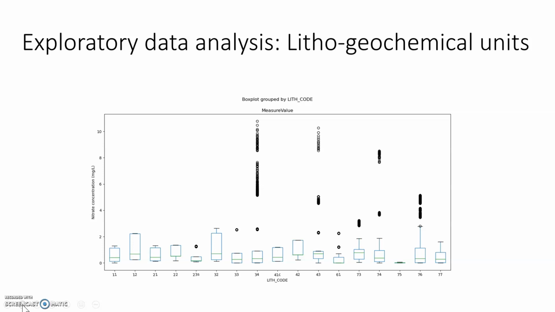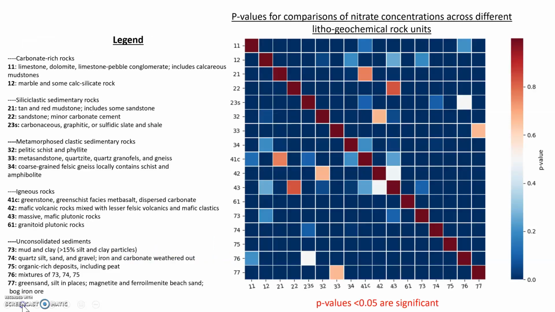Here, looking at the 17 different lithogeochemical units in both Maryland and Virginia, there does seem to be a difference in the units. This exploratory data analysis warrants a further analysis of the data, which I did by performing statistical hypothesis tests. I used the Mann-Whitney U-test, which gives a p-value and doesn't assume a certain distribution of the data and is also robust to outliers.